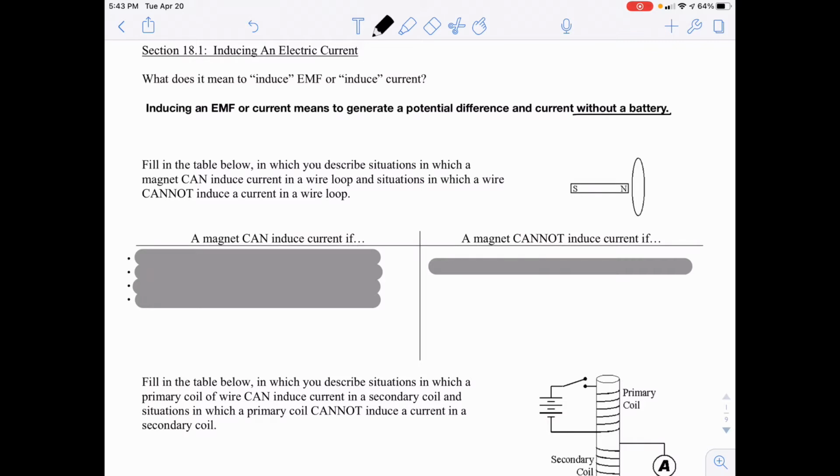Fill in the table below in which you describe situations in which a magnet can induce a current in a wire loop and situations in which a magnet cannot induce current within a wire loop. So when can a magnet induce current and when can a magnet not induce current? This is a typo right here. This should say magnet.